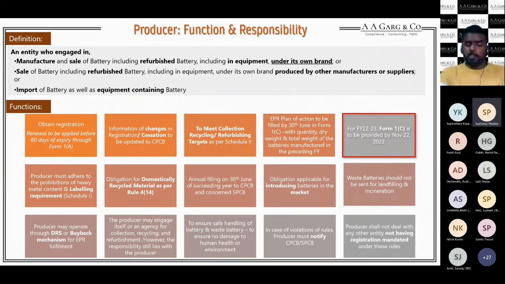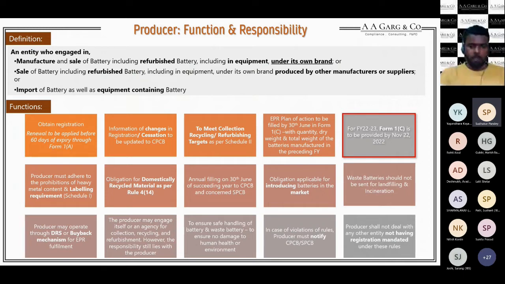Then waste batteries should not be sent for incineration and landfilling. That needs to be ensured, and that is the main responsibility given to the producer. Then the producer may operate through DRS or a buyback mechanism for the EPR fulfillment. Also, they can engage any waste management agency to collect and facilitate the 100% recycling of the target assigned to the producer. And the producer also needs to ensure that this entire battery handling is done in a safe manner. There is no damage to health, there is no damage to the environment.